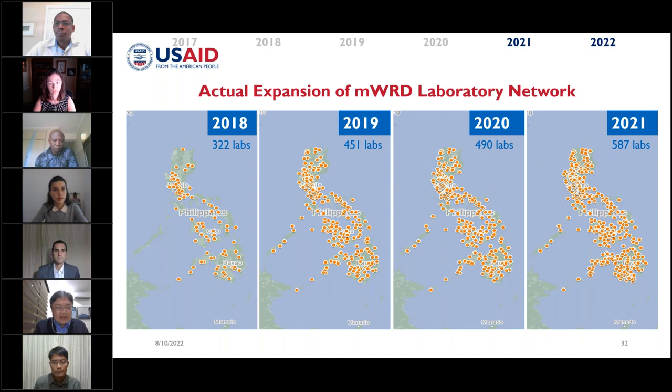So in actuality, the expansion of the laboratory network from 2018, we had 322 laboratories. In 2019, it expanded to 451 laboratories. In 2020, 490, and in 2021, 587.